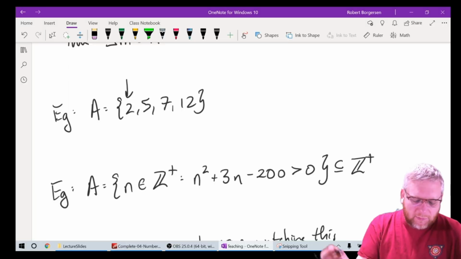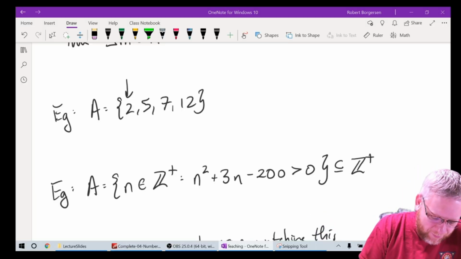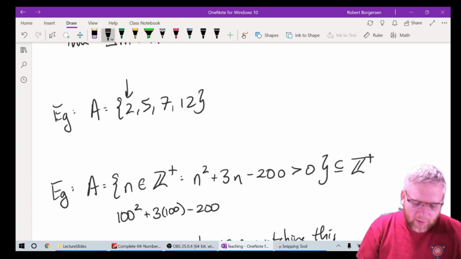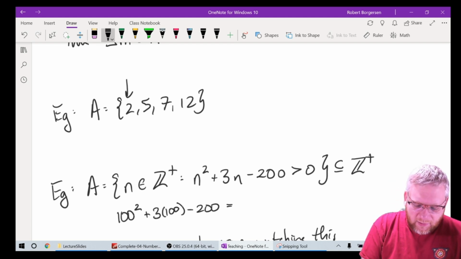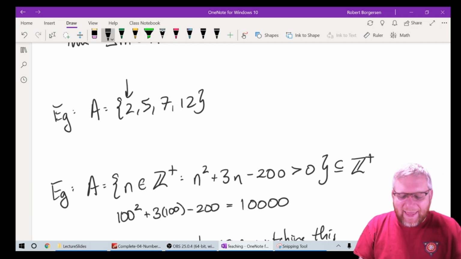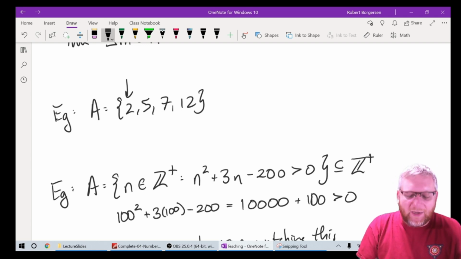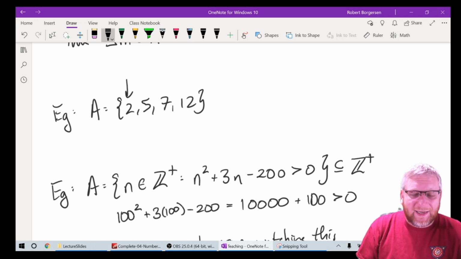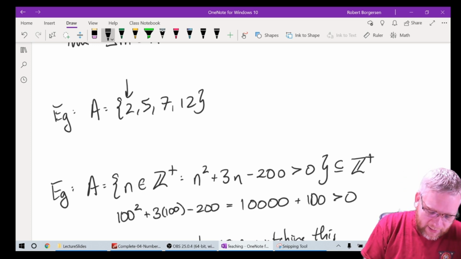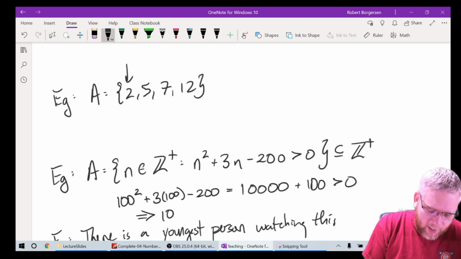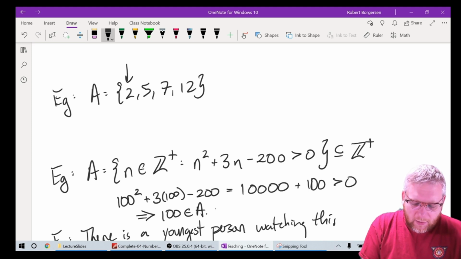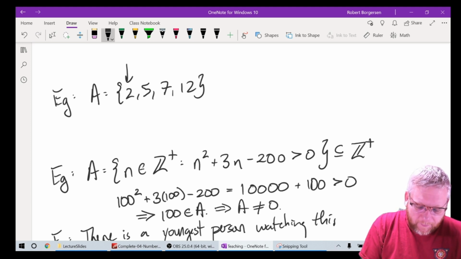Back to the example. You can pick anything you want, but if I pick, say, 100, if I take 100 squared plus 3 times 100 minus 200, well, 100 squared is 10,000, right? And then this is plus 300 minus 200, so that's plus 100. That's certainly greater than 0. When I plug in 100, 100 works. And 100 is an integer. And so what that tells me is that 100 is in A. In other words, A is not empty.